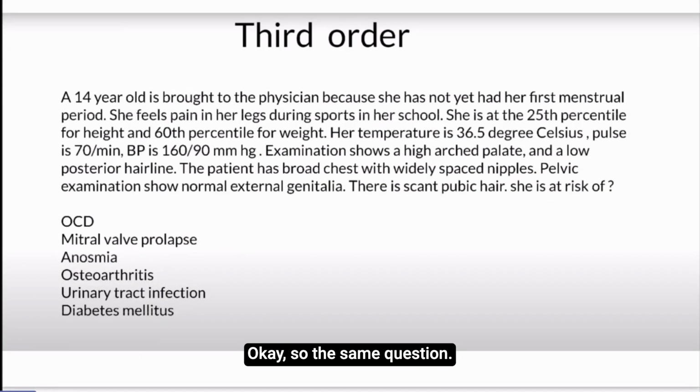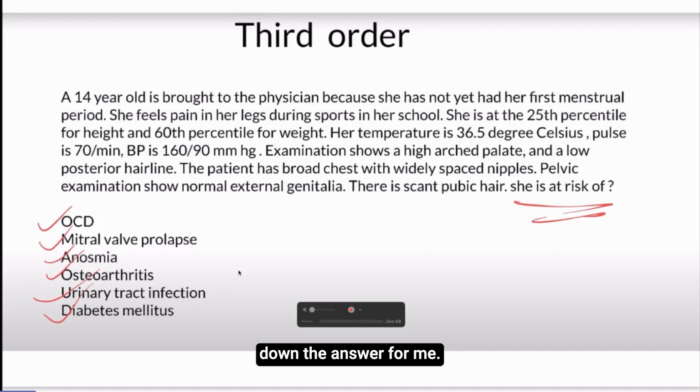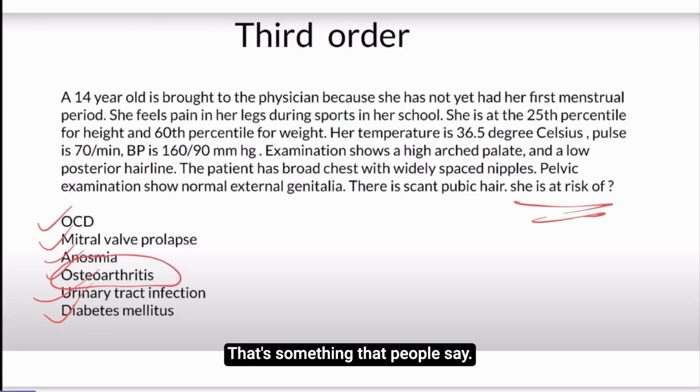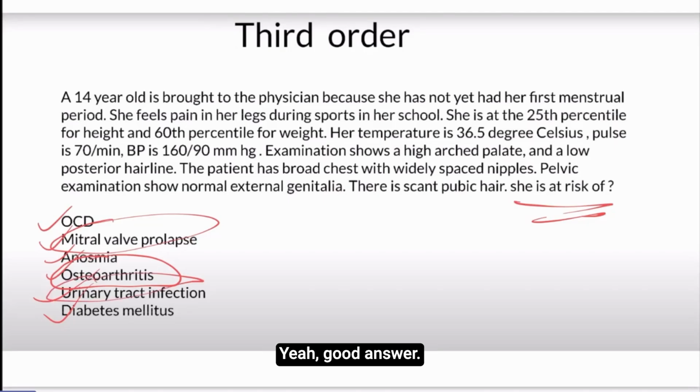Okay, the same question. Now, let me ask you, what is she at risk of? OCD, mitral valve prolapse, anosmia, osteoarthritis, urinary tract infection, or diabetes? Write down the answer for me. Let's see how many of you can get that correct. So now I see osteoarthritis, that's something people say. Mitral valve prolapse. Some people say UTI. Yeah, good answer choices, guys. Good guesses. The answer here, though, let's think about it.